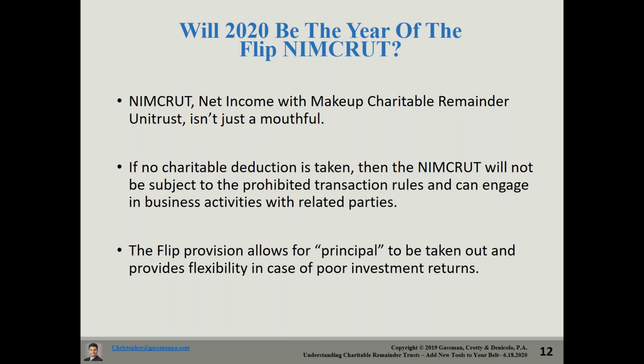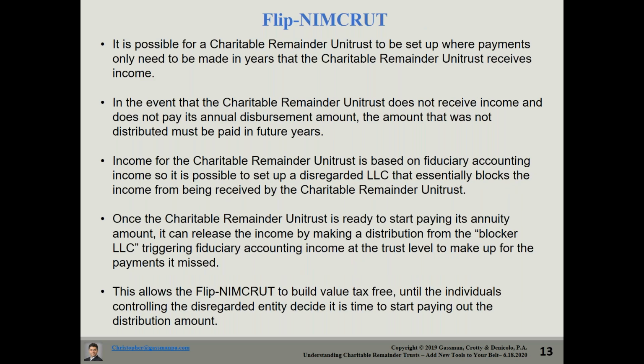And this idea of a Flip-NIMCRUT allows for a future event to occur to turn this NIMCRUT into a normal CRUT, where distributions have to start being made and made up in the future to the extent that there is available income. So with this type of charitable remainder unit trust, what you could do is set it up so that you have a disregarded LLC underneath the trust to own this appreciated asset.